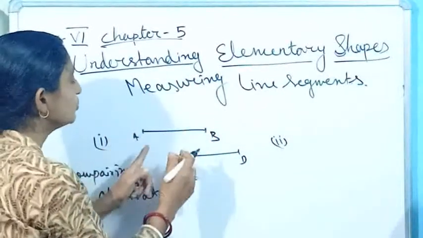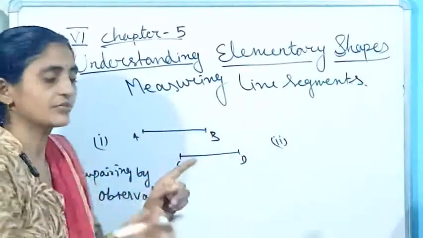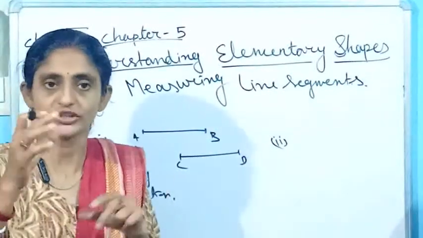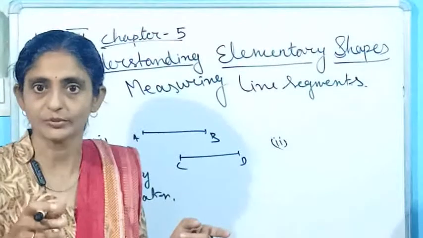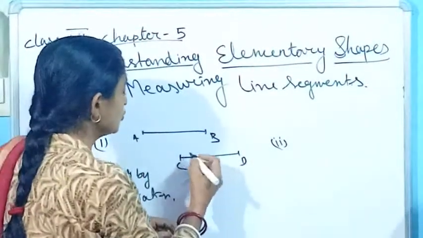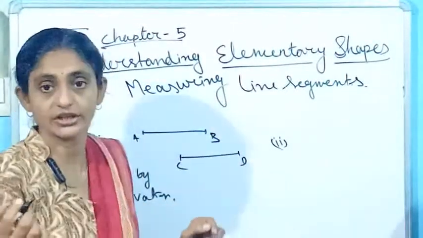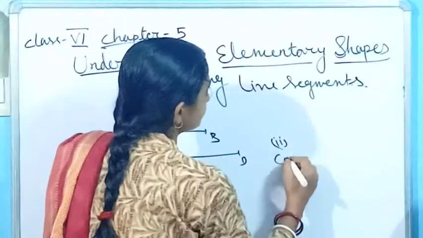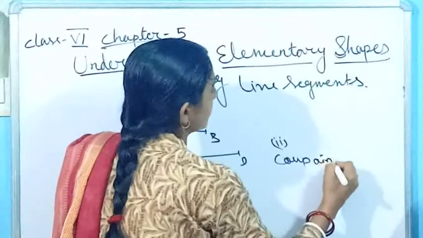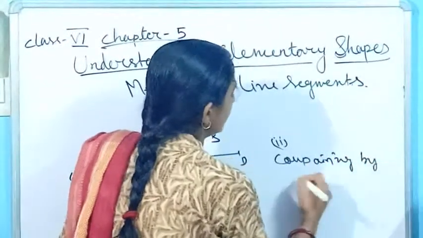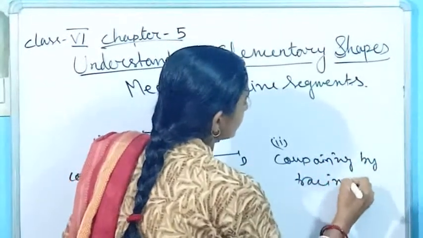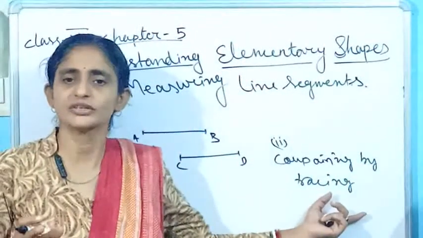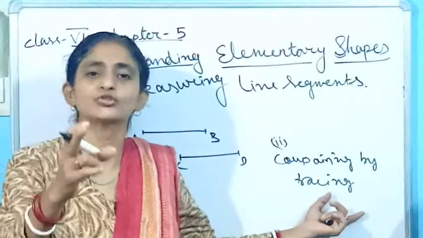Now you put the same tracing on CD. Then you can compare which one is greater, which one is smaller, which one is longer and which one is shorter. If they overlap exactly, you can say they are equal. So that is the second way, comparing by tracing.